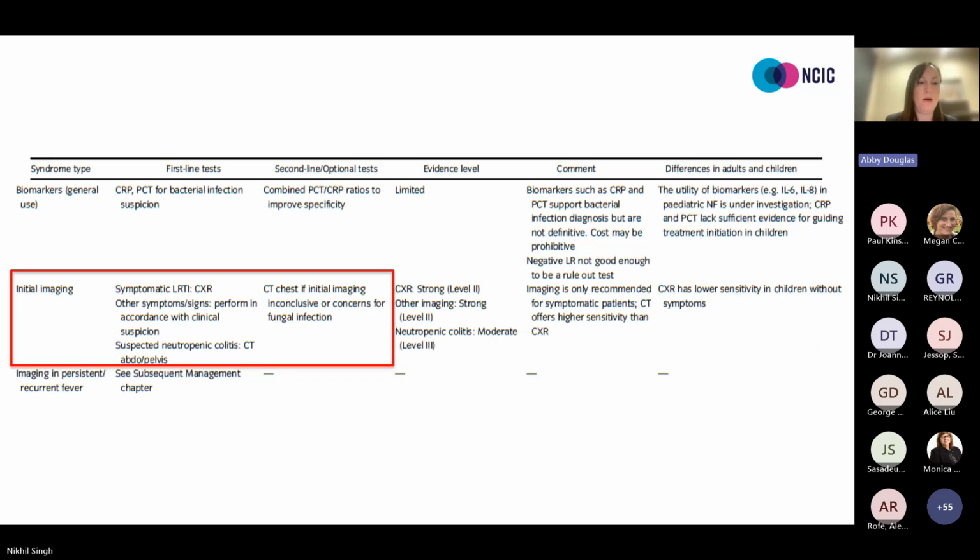Also, as far as imaging, we again move away from suggesting a routine chest X-ray for every patient unless there is a suspicion of lower respiratory tract infection. And in fact, if you are suspecting a lower respiratory tract infection, CT chest is probably a better alternative to get you better definition of changes. If there is a suspicion of neutropenic colitis, we do suggest a CT abdomen pelvis.